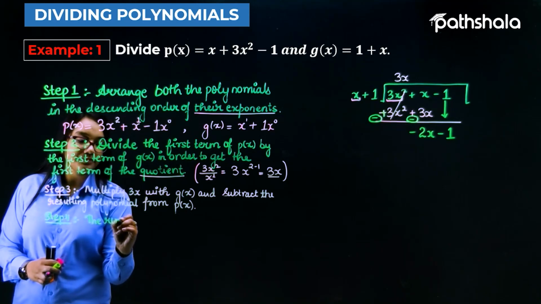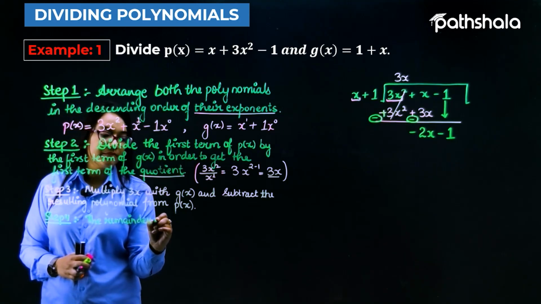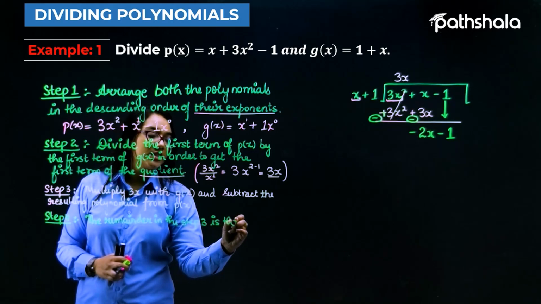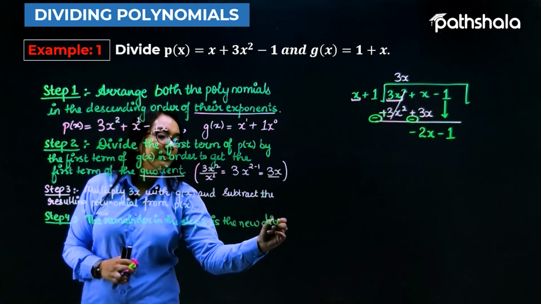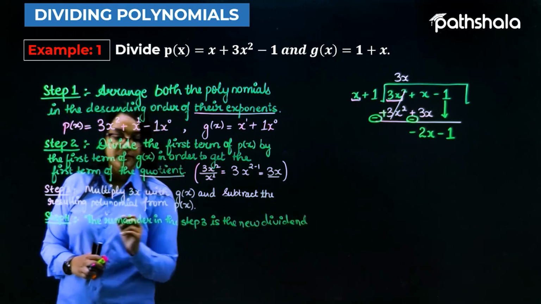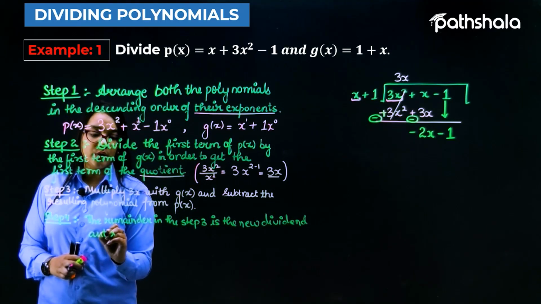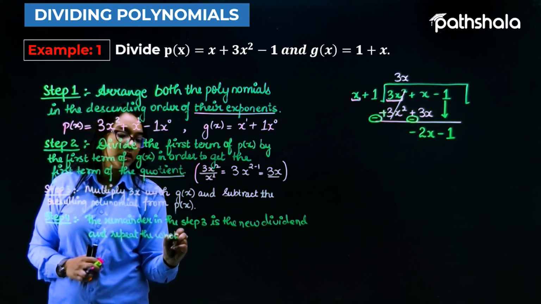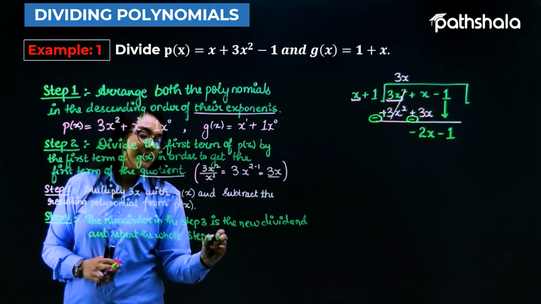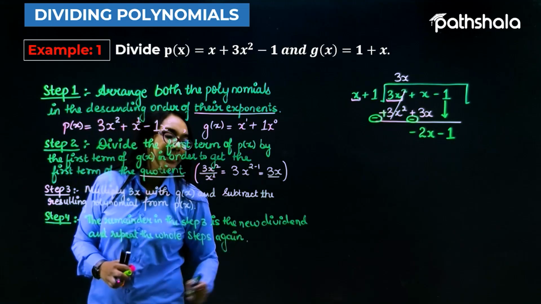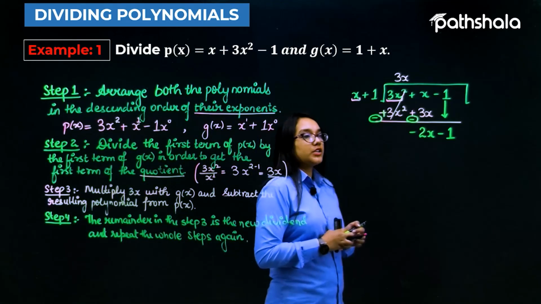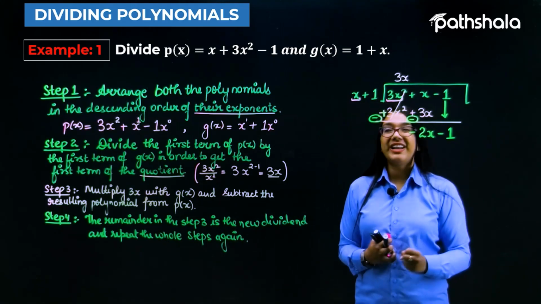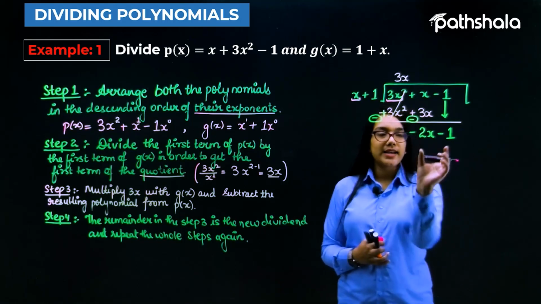the remainder in step 3 is the new dividend, and repeat the whole steps again with the new dividend. So let us suppose minus 2x minus 1 is now our new dividend, so we have to repeat the whole steps again with this dividend as this is our new dividend.